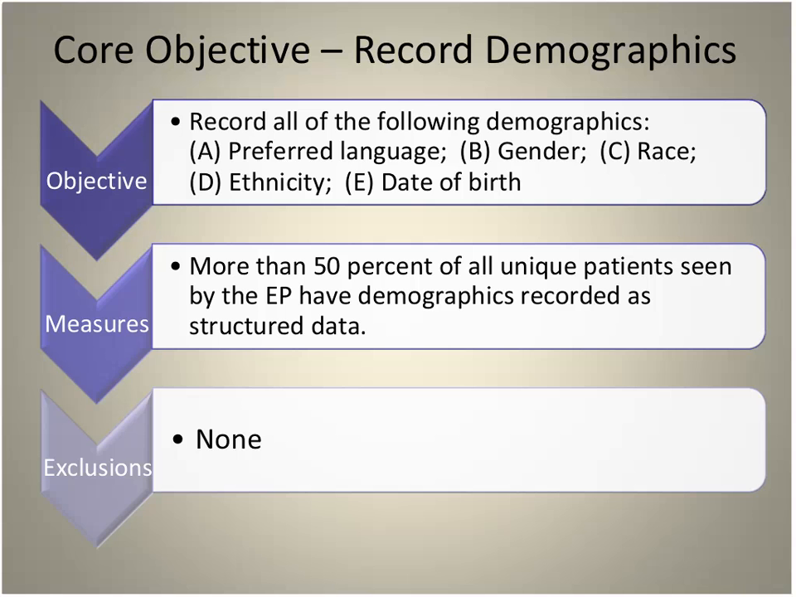And so the eligible provider, when demographics are recorded, these are the fields that should be recorded. The measure is that more than 50% of all unique patients seen by the eligible provider have demographics recorded as structured data. This is not an excludable objective.